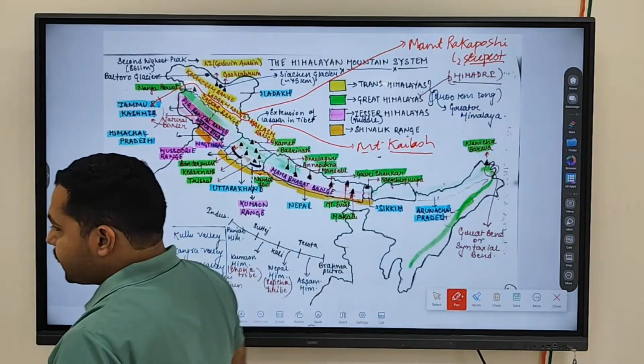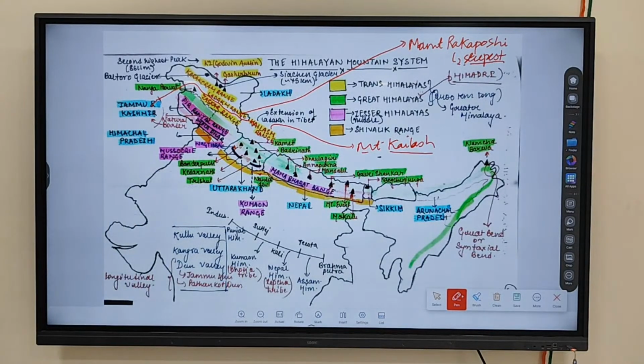Mount Kailash is an important range, Kailash range. Rakaposhi, one of the steepest peaks that you are finding, and here you will find the Kailash range. Now this is all about which type of Himalayas? Trans Himalayas.